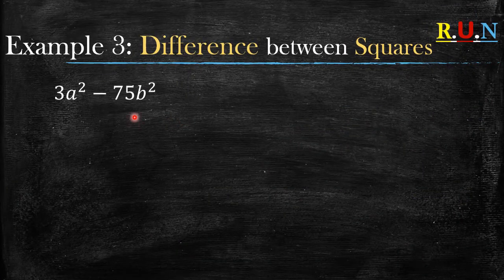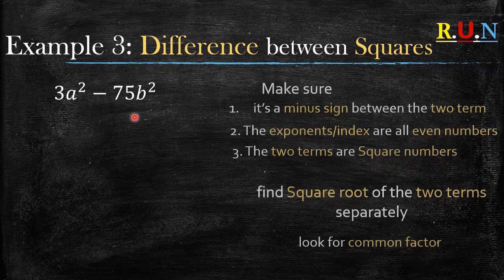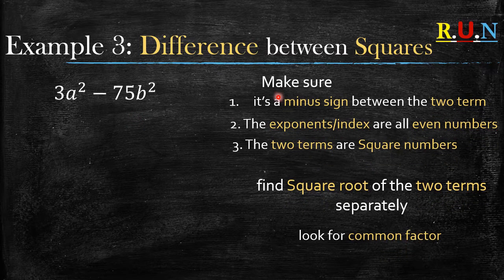Let's look at this example, number 3. So let's look at number 1. Is the minus sign in between the two terms? Yes. What about the exponents? Here we have a to the power 2 and b to the power 2. Okay, both 2 are even numbers, okay? Let's look at number 3. The two terms are square numbers.